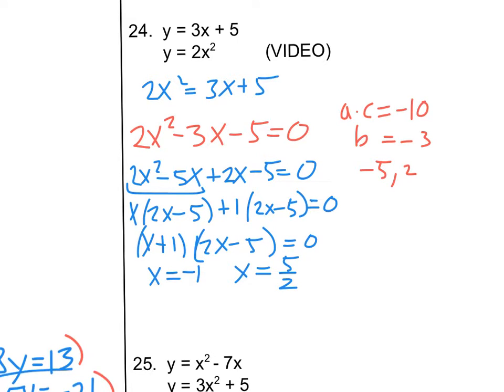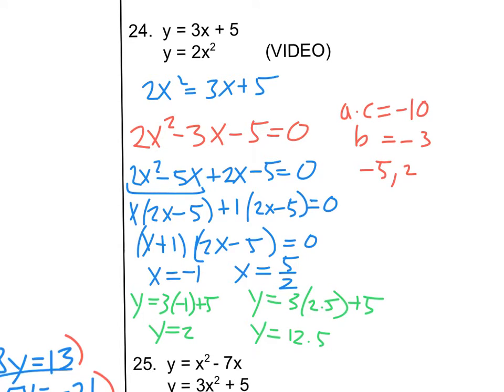We've got to plug both of these back in to get y. I might use the first equation because it's less awful. That's 3 times negative 1 plus 5, which is y is equal to 2. And then if I plug this one in, we get y is equal to 3 times 5 over 2, which is the same as 2.5, and then plus 5. 3 times 2.5 is going to be 7.5. 7.5 plus 5, we get y is equal to 12.5, or 25 over 2.